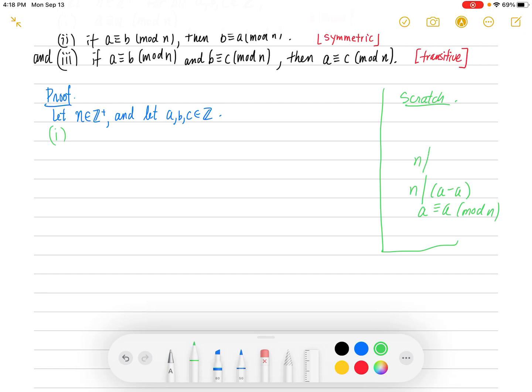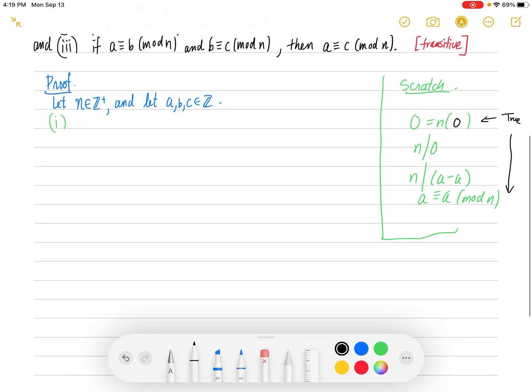Now, what's a minus a? A minus a is 0, so I get n divides 0. Is that true? Does n divide 0? Yeah, right? We can write this as 0 equals n times something, n times, in fact, 0. So because this one is true right here, we can work down to a is congruent to a mod n.